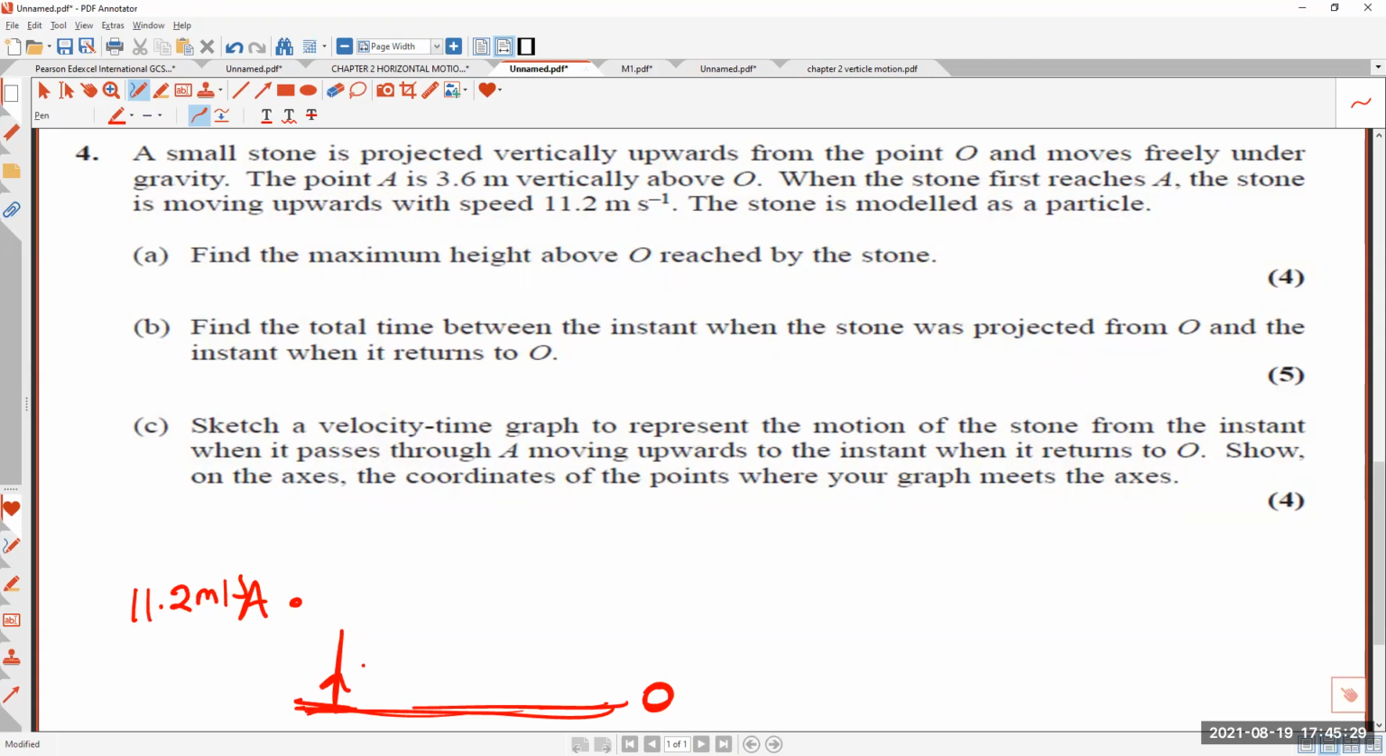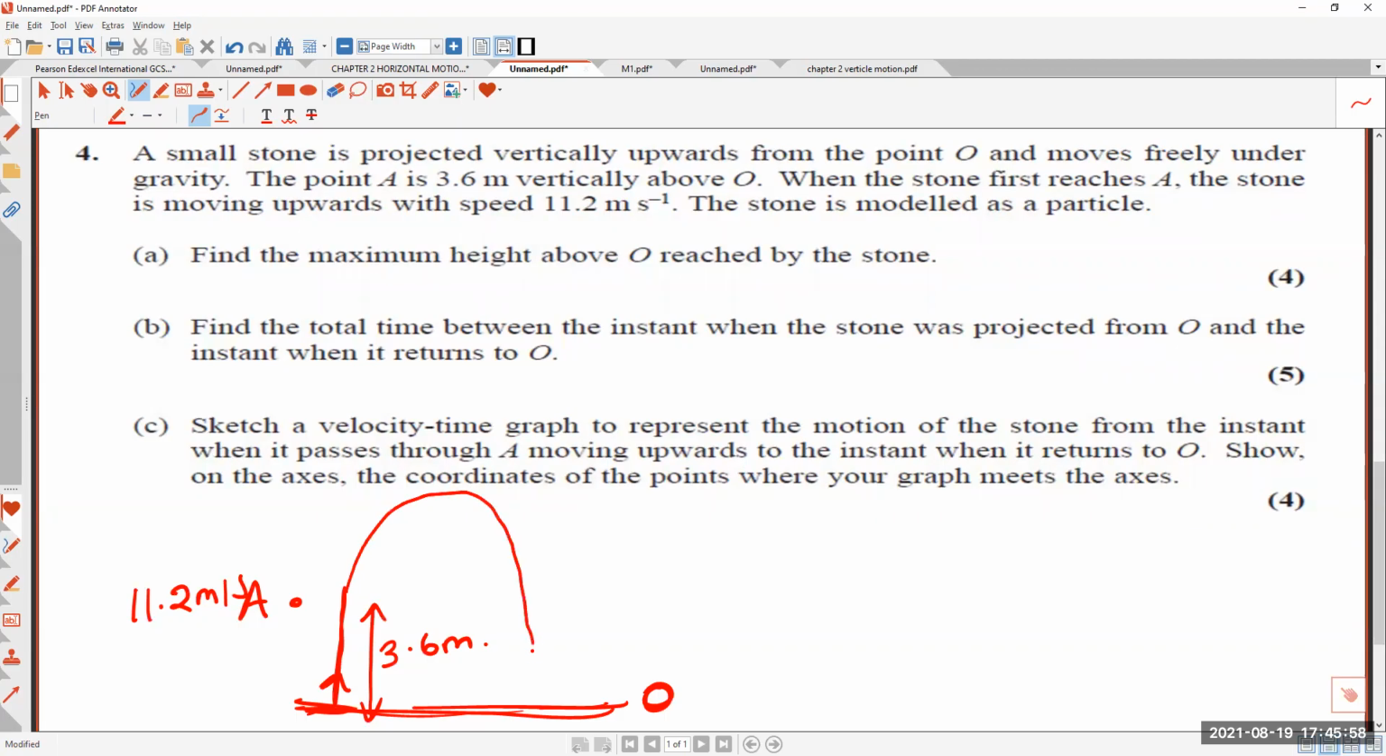This is the starting point, but what the starting speed was, I don't know. At what speed was it projected? I have no idea, they did not give me that. They just gave me that at 3.6 meter the speed was 11.2 meter per second. The stone is a particle. Find the maximum height above O reached by the stone.